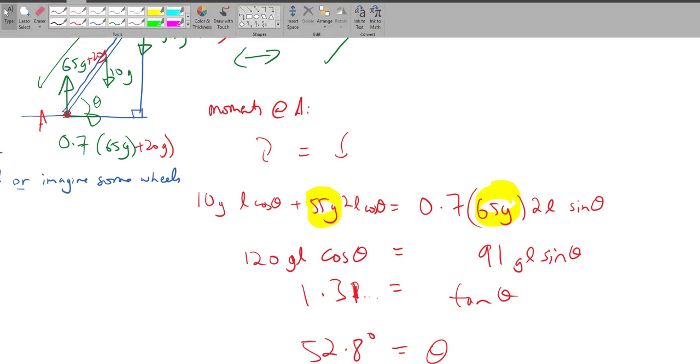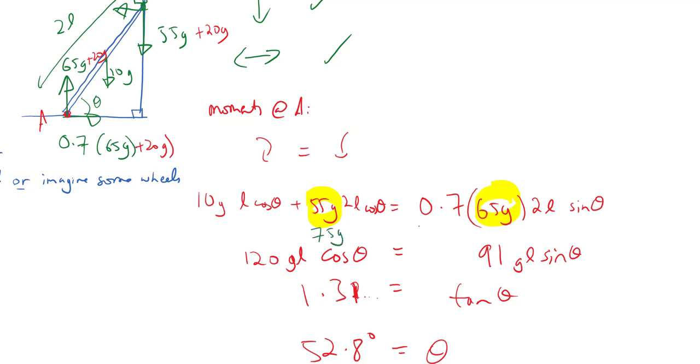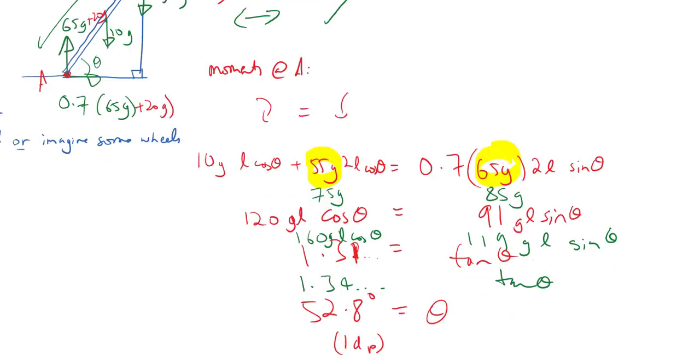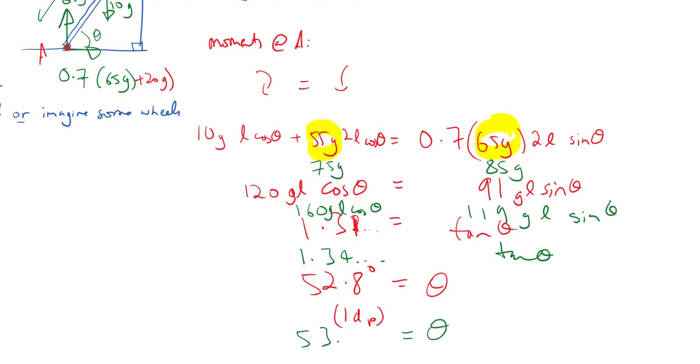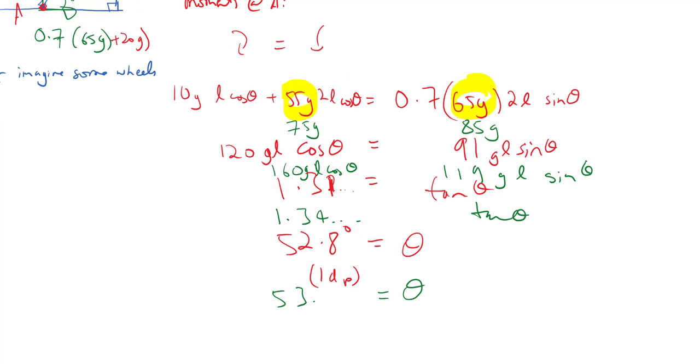Let's demonstrate actually what happens, so you know I'm not faking this. So this becomes 75g. This becomes 85g. Well, what happens down here? This would be 75 times 2, 150. This would be 160g. And this one would be 0.7 times 85 times 2, which is 119g. And you do the same thing again, 160 divided by 119. You get 1.34. Shift tan that. So we get 53.34 to 1 dp. And you think, okay, well, that makes more sense.